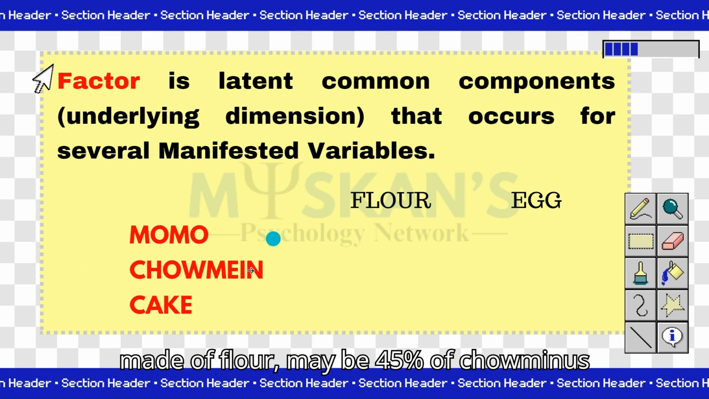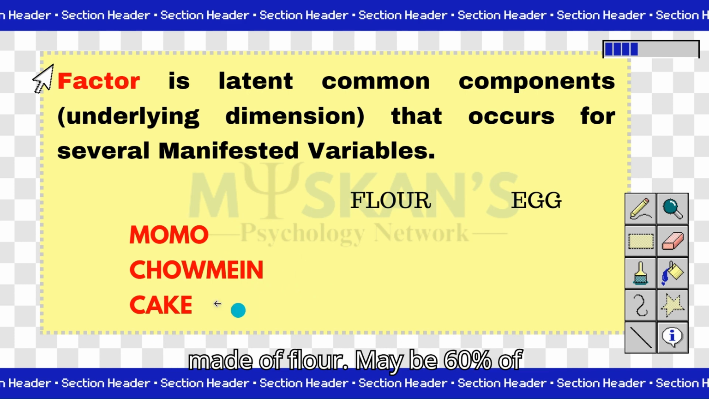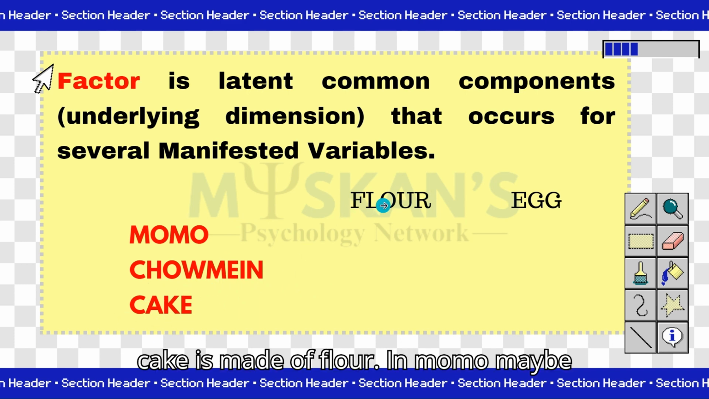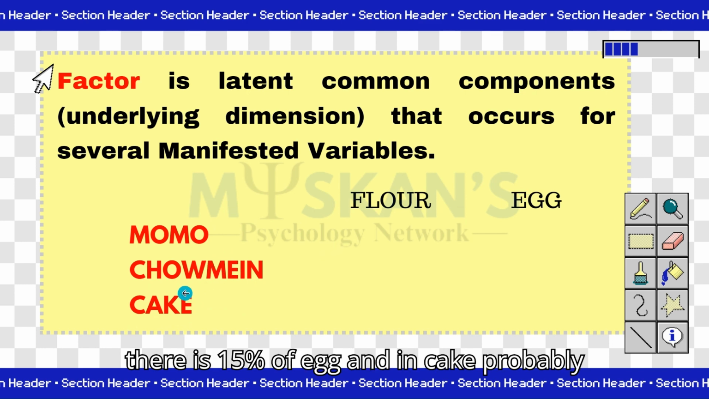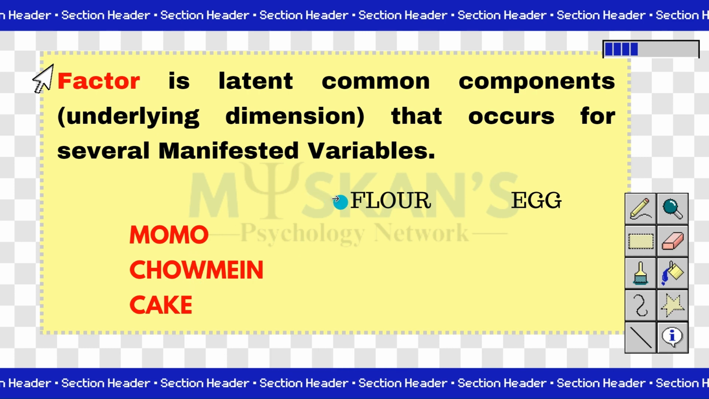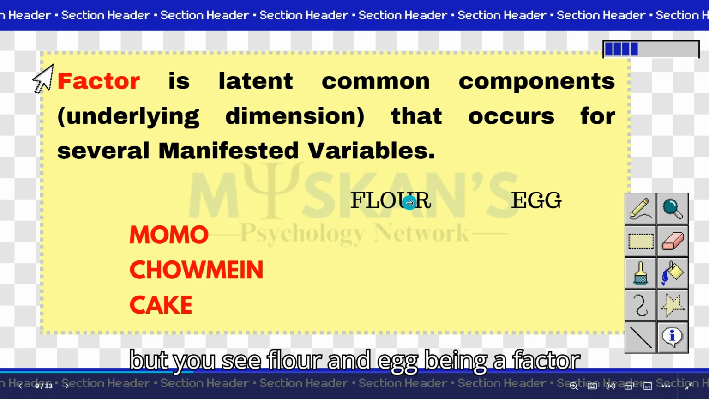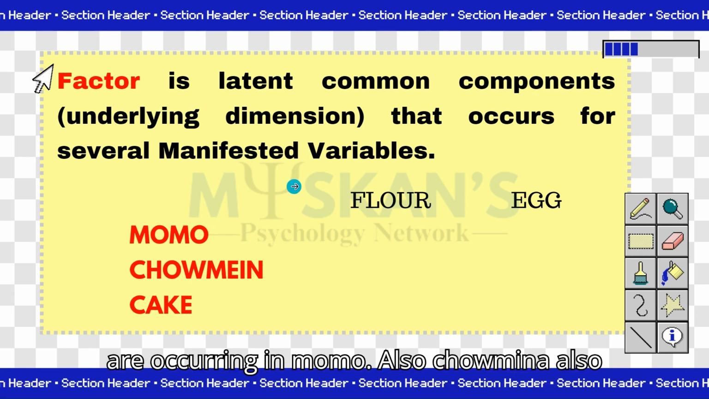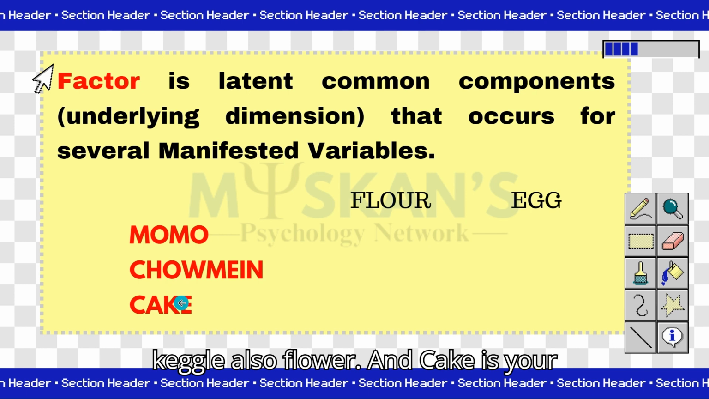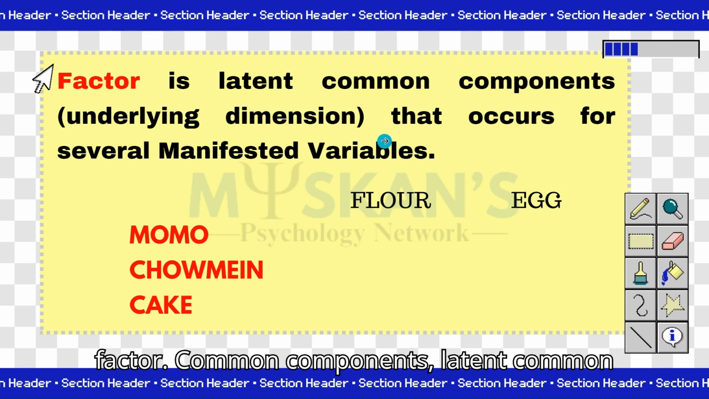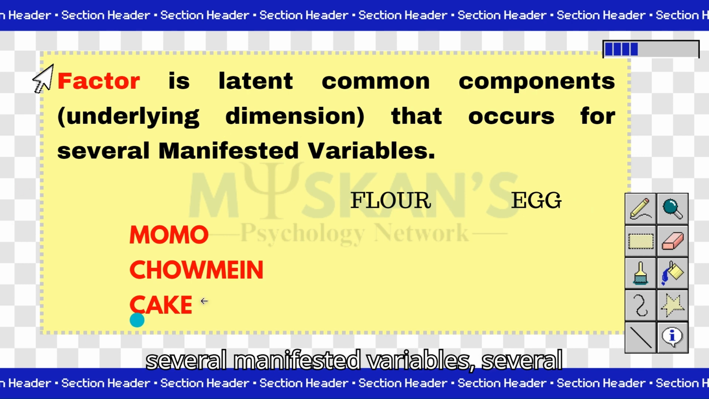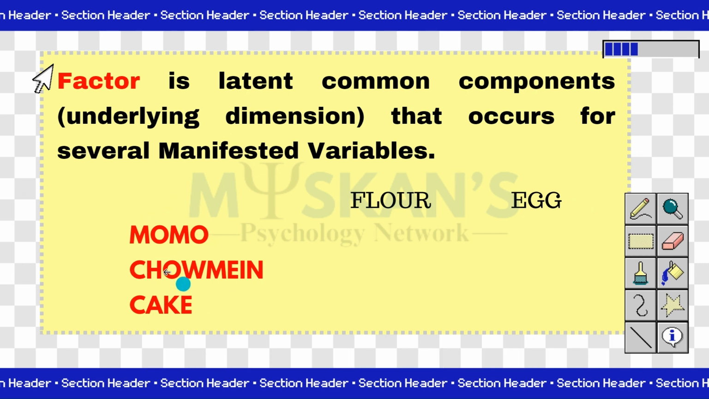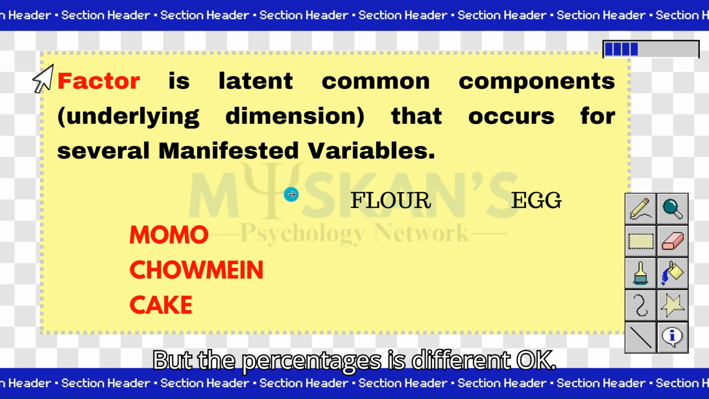Maybe 15% of momo is made of flour, maybe 45% of chowmin is made of flour, maybe 60% of cake is made of flour. In momo, maybe there's only 2% of egg. In chowmin, there is 15% of egg, and in cake, probably again there is 8% of egg. Now, these are your manifested variables, but you see, flour and egg being a factor are occurring in momo also, chowmin also, cake also. Flour and egg is your factor. Common components, latent common components, the other word for it is factor. Now, flour and egg is your factor here, and these are occurring for several manifested variables, several momo, chowmin, and cake. But the percentages is different.